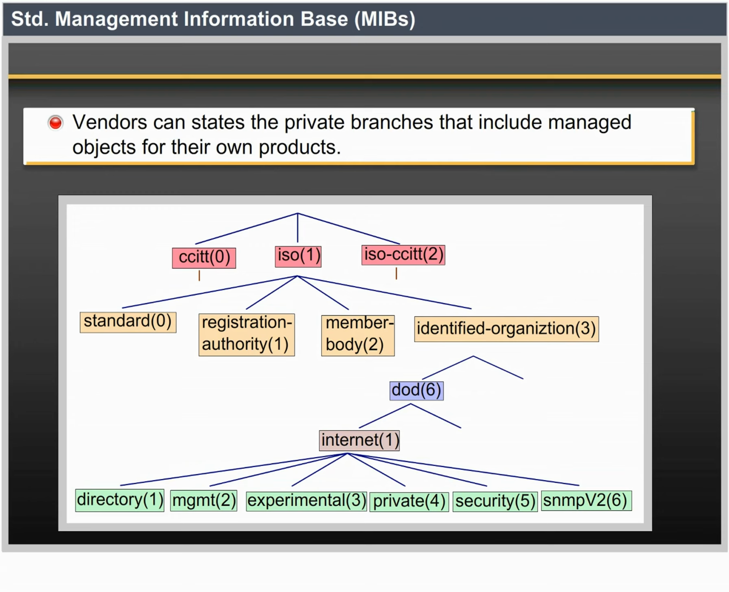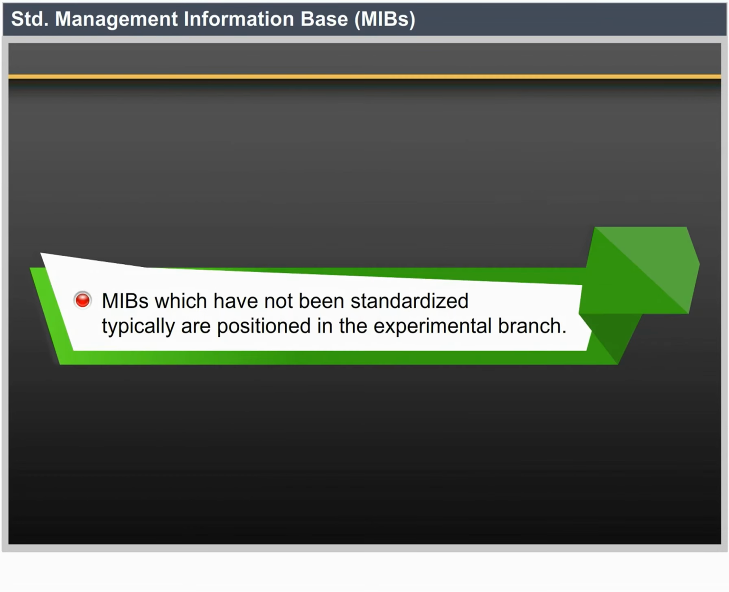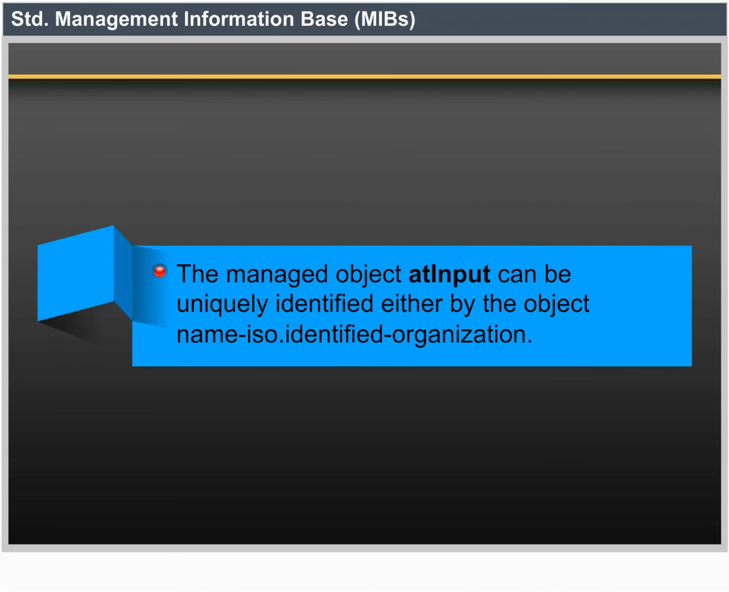MIBs that have not been standardized typically are positioned in the experimental branch. The managed object at input can be uniquely identified either by the object name ISO.identified organization. The MIB tree illustrates the various hierarchies assigned by different organizations.